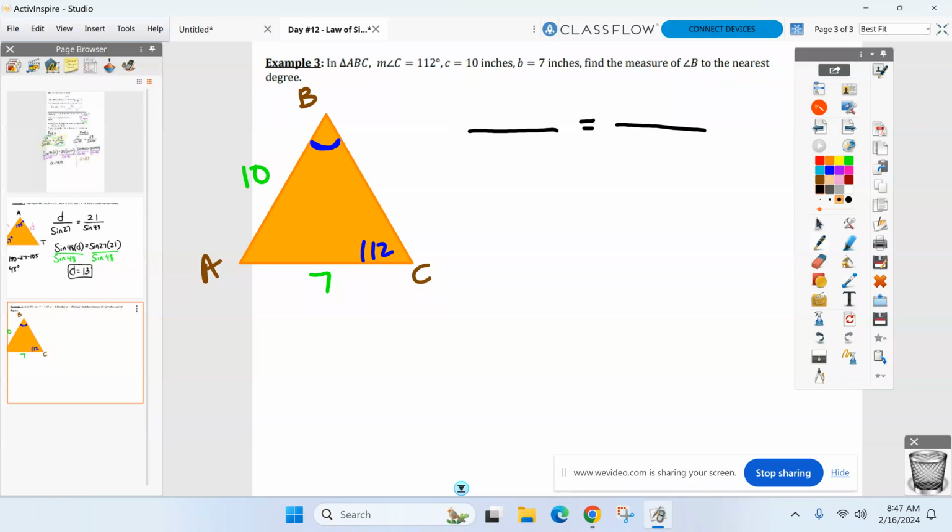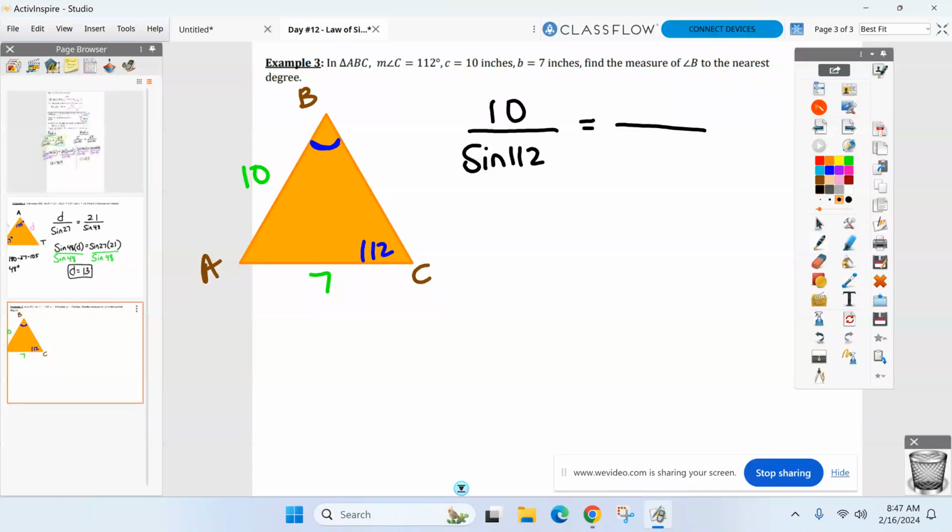All right, help me with the law of sines. Ready? Let's start with a side and an angle we know. Side and angle relationship we know: 10 over sine 112. No issues there, right?